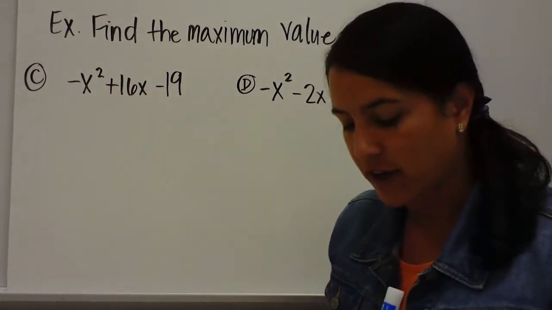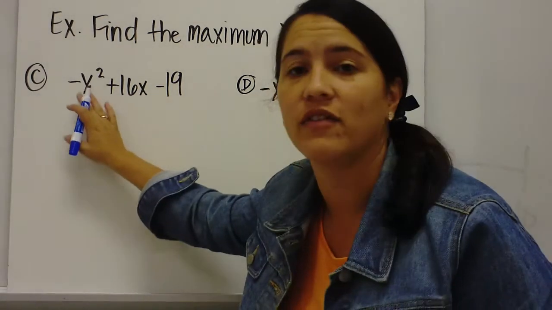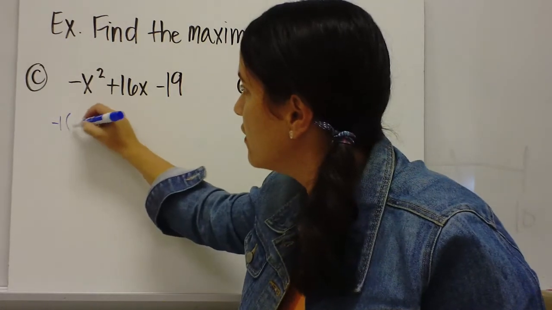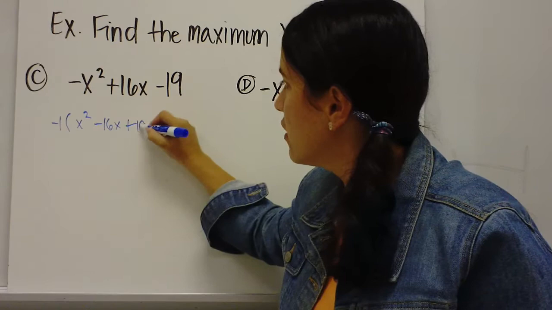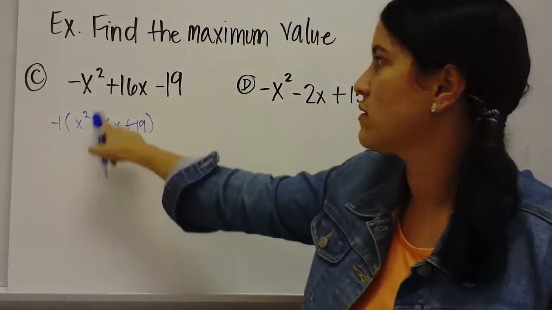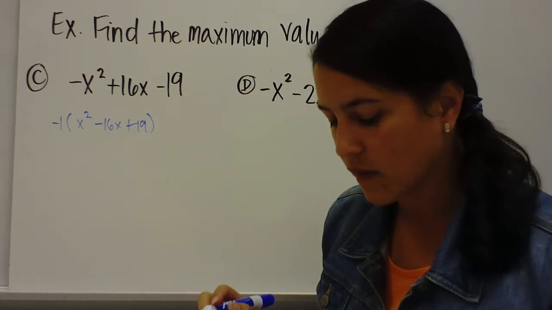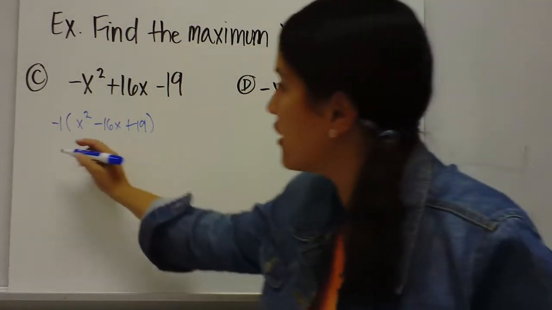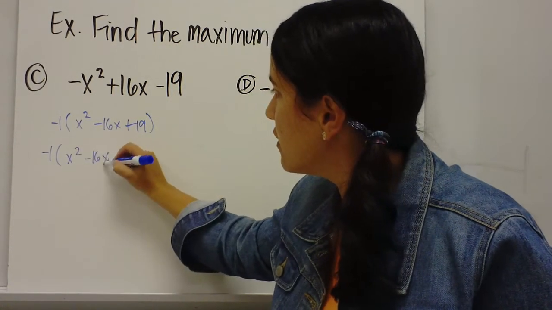First thing we do is we have to factor out a negative 1. You have to have a positive a value. So if we factor out a negative 1, that's going to change all of my inside numbers. Positive to negative, negative to positive. Once we've done that, we leave that negative 1 out here, and we're going to rewrite it.